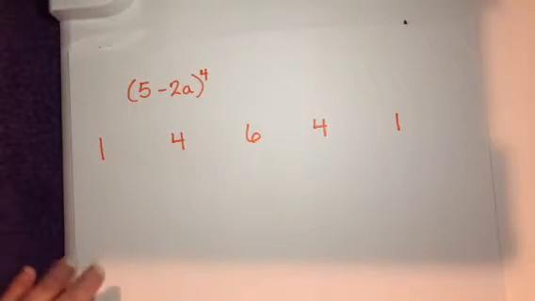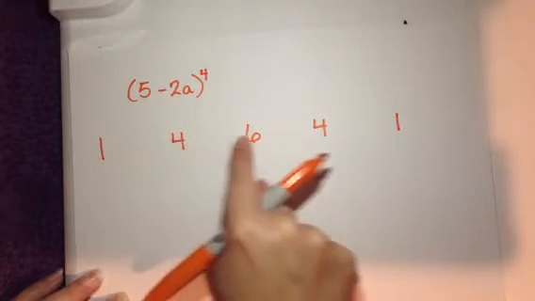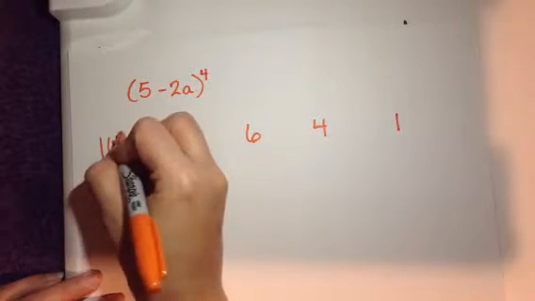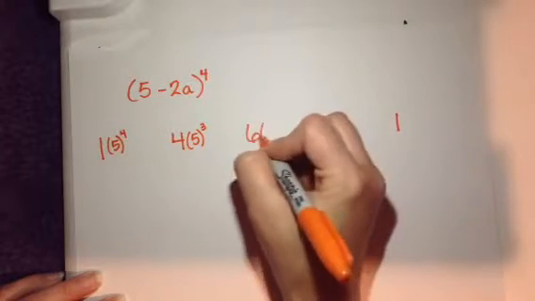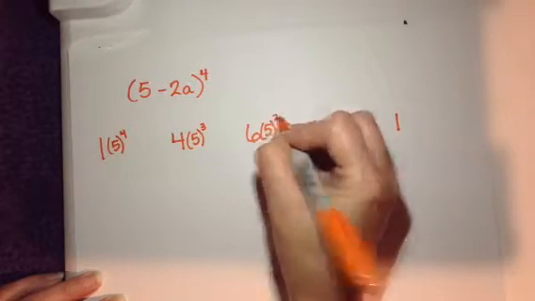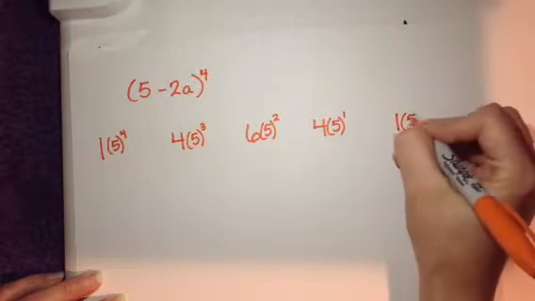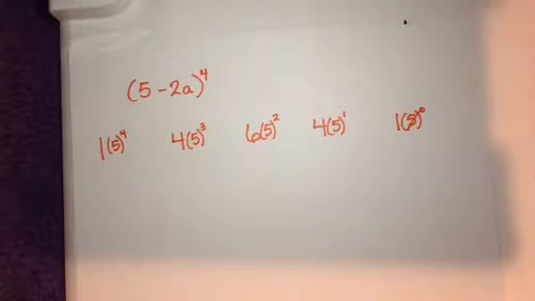Okay? Now, I'm going to take this first term, 5, and I'm going to raise it to the fourth power and then decrease it through here. So it's going to be times 5 to the fourth times 5 to the third times 5 squared times 5 to the first times 5 to the 0, which you can mark out if you want to, because that's just 1.